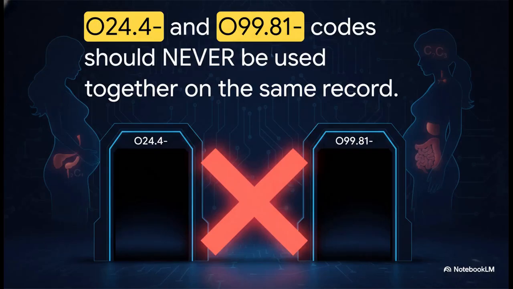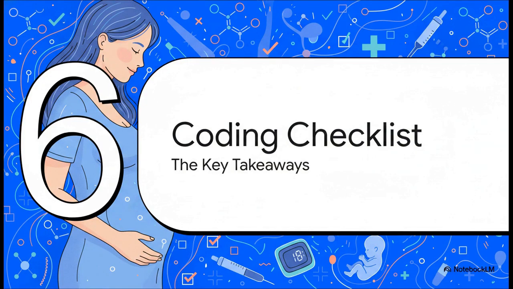And this leads us to an absolute 100% unbreakable rule. These two code categories are mutually exclusive. You can't use them together, ever. A patient either has GDM or they have abnormal glucose tolerance. They can't have both at the same time. So on the claim, it's one or the other, never both. Whew, we've covered a lot of ground, right? So let's pull it all together with a quick reference checklist to really lock in these core ideas.